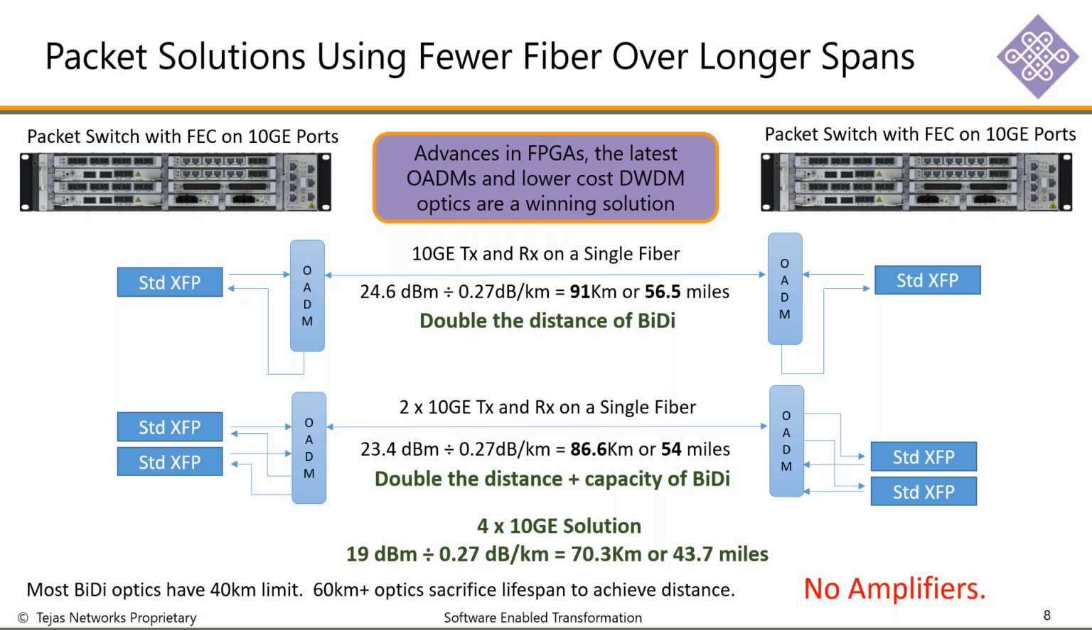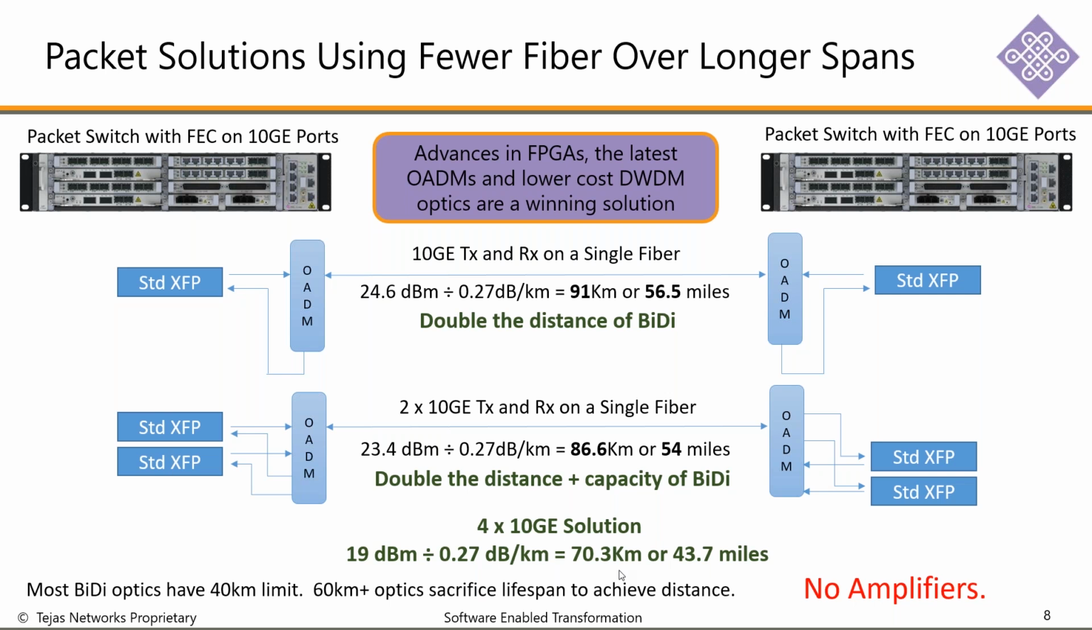If you want to get double that capacity, you have to get a little bit more channels in there and do a little bit of extra work, but it doesn't shorten your distance very much. The distance goes from 91 kilometers down to 86 kilometers. And if we would do 4 by 10 gig E, it drops to about 70 kilometers. And this is all standard XFPs, SFP pluses distance, standard forward error correction, and standard off-the-shelf OADM capabilities.